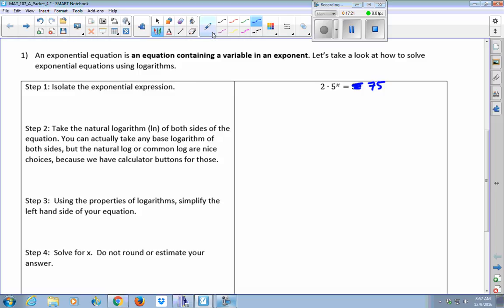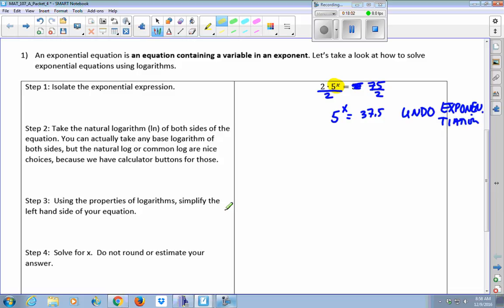We want to isolate this all by itself. Let's just review what we just did. To do that, you divide both sides by 2, and you get 5 to the x equals 37.5. Now our big job is to undo the exponentiation. So we want to get that value of x out of the sky there. We want to bring it down to earth. We want to ground it.